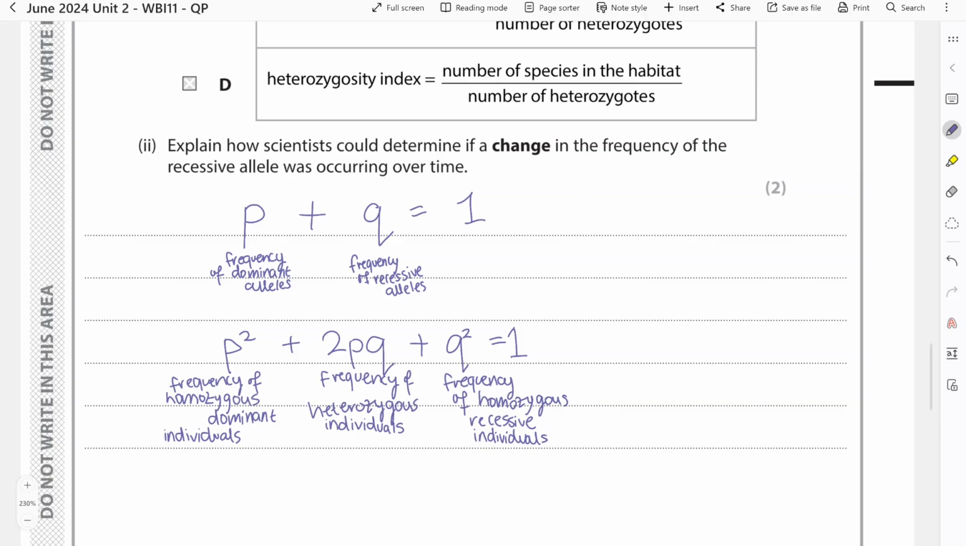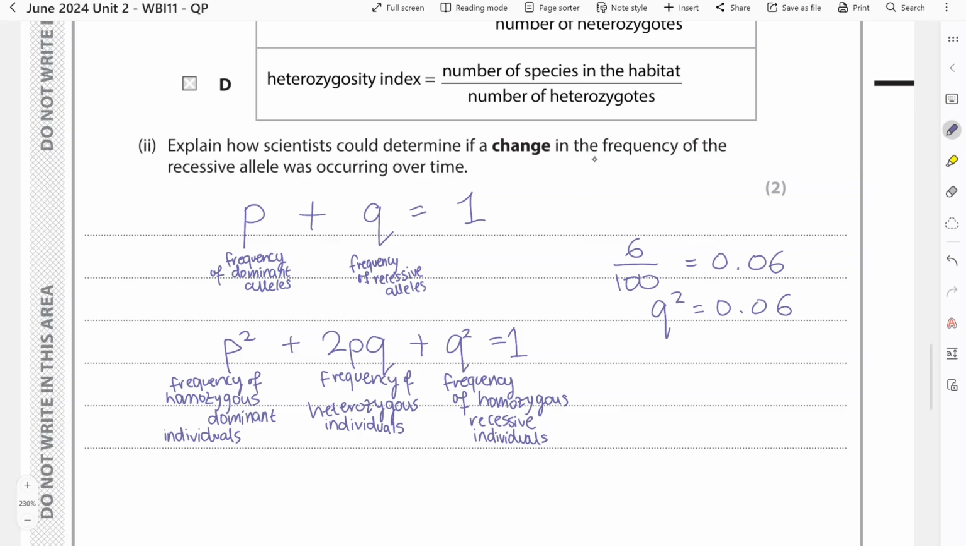So the first thing we want to do, in this scenario, is count the number of melanistic tapirs. For example, let's say there were 6 melanistic tapirs, and then we would count the total number of tapirs. So let's say there was 100. That would give us 0.06 as the frequency of homozygous recessive individuals, because all of the homozygous recessive individuals would be melanistic.